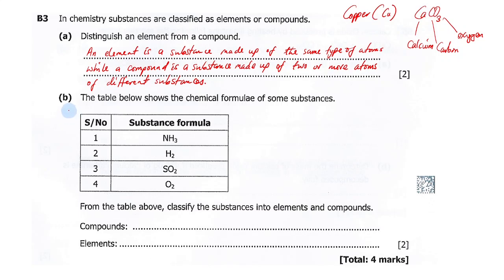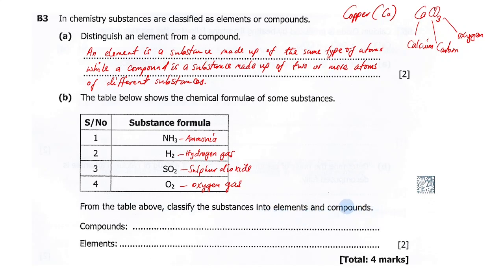Now we come to this question B, which says the table below shows the chemical formula of some substances. So we have the chemical formula of some substances, with serial numbers 1, 2, 3. Then the substances: this is ammonia, guys, you should know it. Then this one is hydrogen gas. Then this is sulfur dioxide. Then this one is oxygen gas.